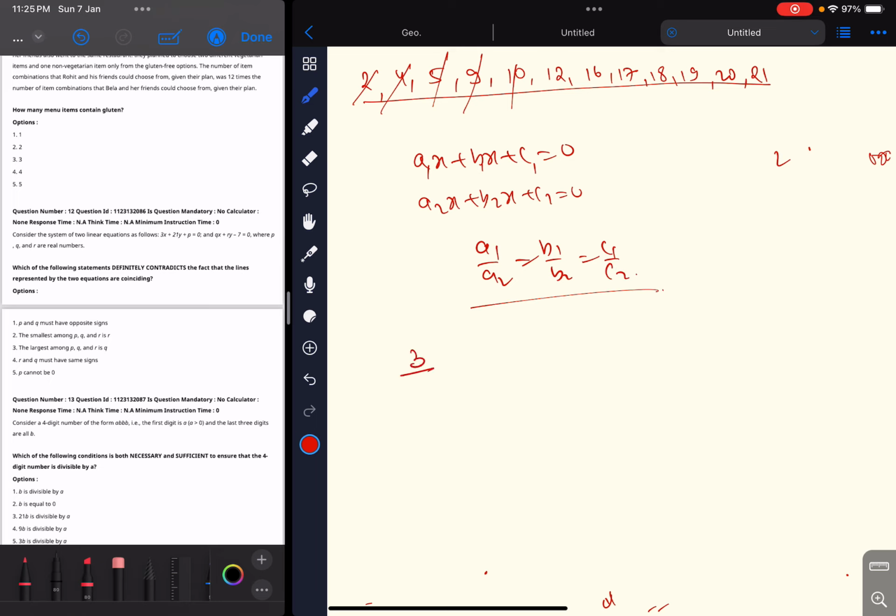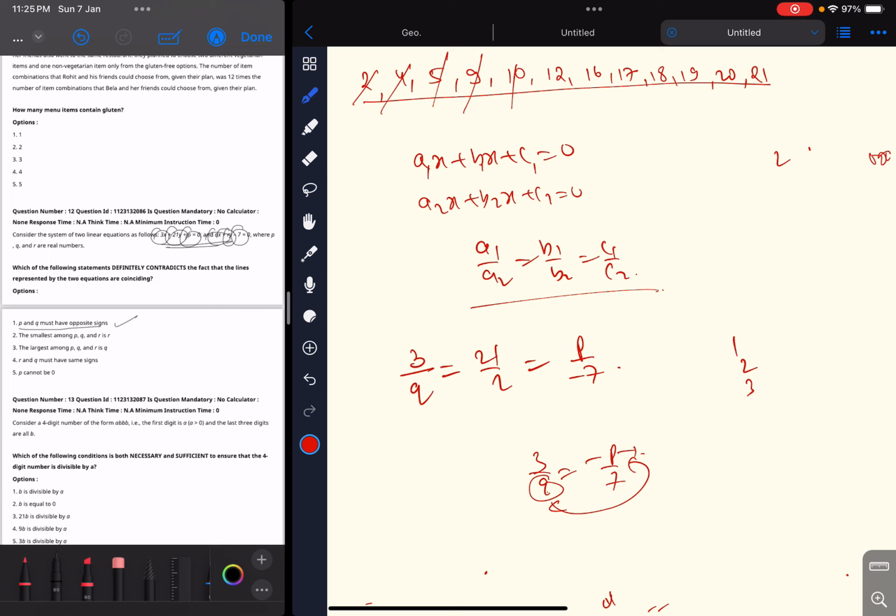So from here we can write 3 by q equal to 21 by r equal to p by minus 7. Now since 3 by q equal to minus p by 7, if p is positive, then q has to be negative, only then will we get equality. So option number 1, p and q must have opposite signs, is absolutely correct.